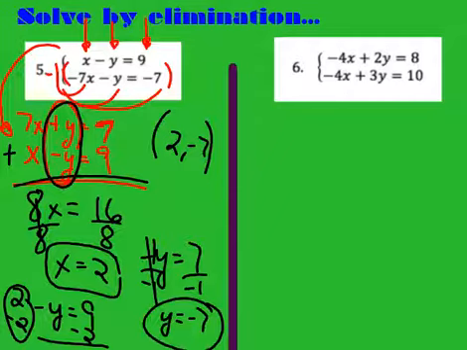Alright. So if I go to 6 here, we have the same dilemma. Those negative 4x's are the same thing. We just need to get one of them to be positive. I'm going to show you. I don't like to rewrite stuff, so I'm going to multiply the top row by negative 1.